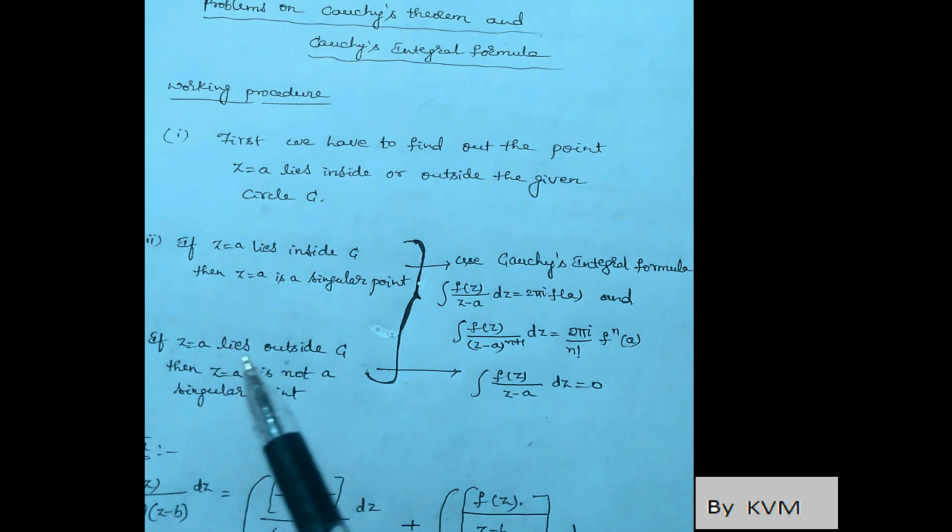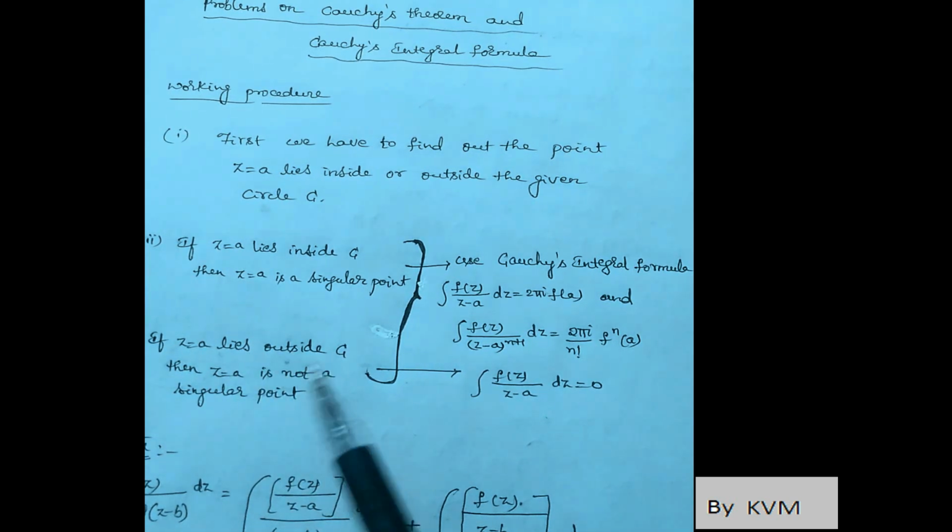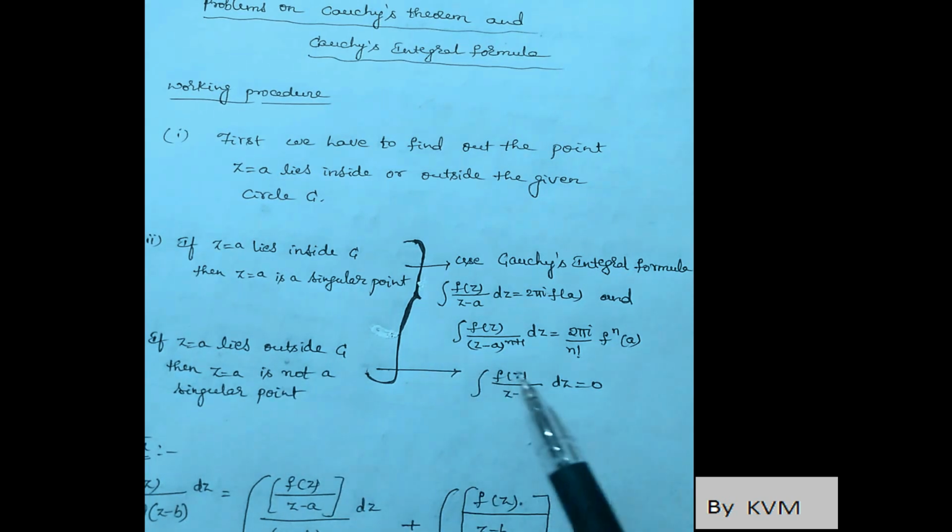So if z equals a lies outside the circle C, then z equals a is not a singular point. So integral f of z by z minus a dz is equal to 0 by Cauchy's theorem.